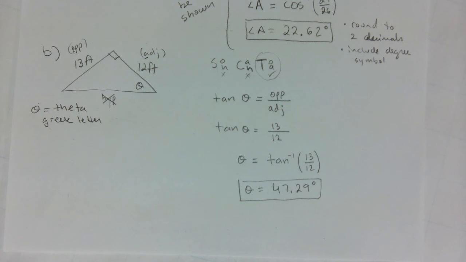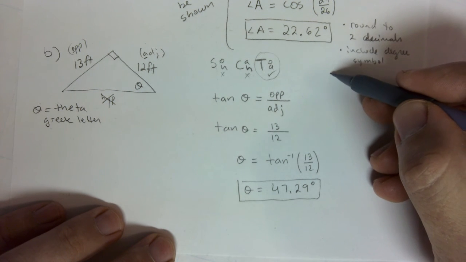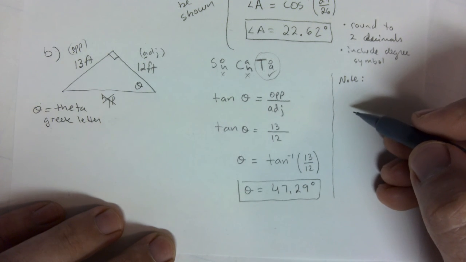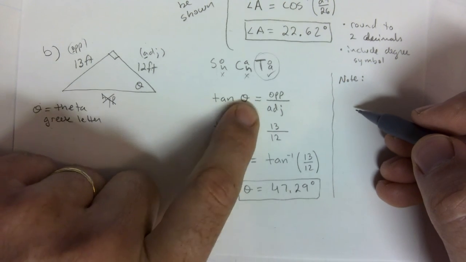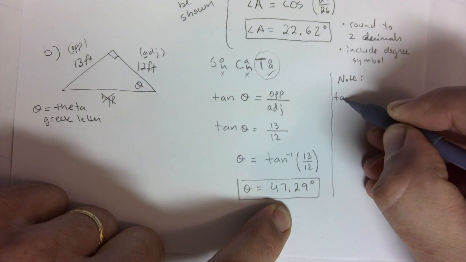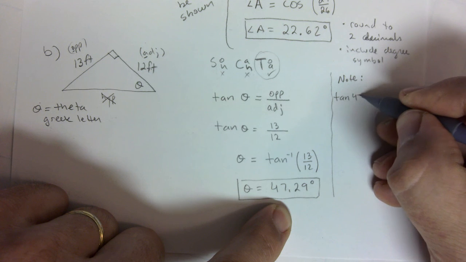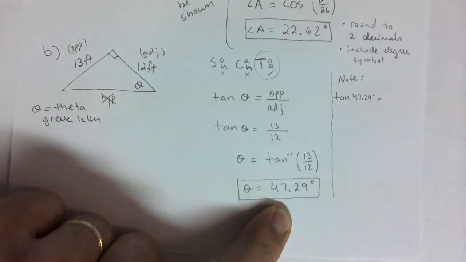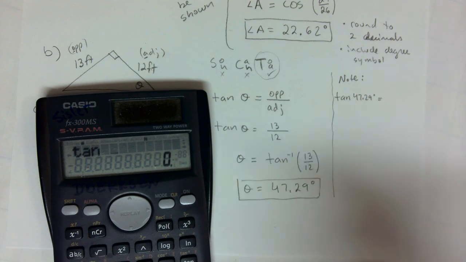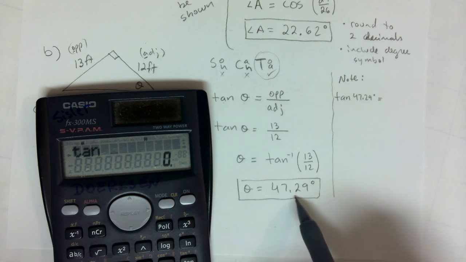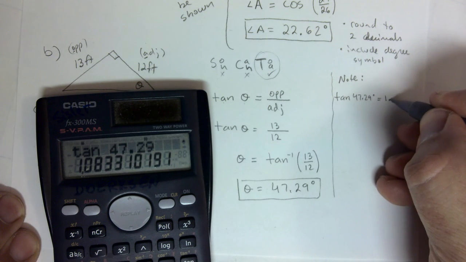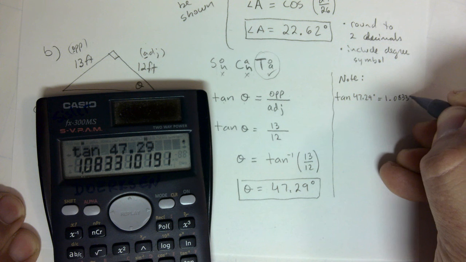Notice a cool thing here. Note, you found the angle theta. That angle is 47.29. Let's find out what it is. Tan of 47.29. Type that into your calculator, everybody. Okay, go tan, no shift. We're not doing the inverse now. We're actually typing in tan of the angle we just found. So 47.29. That is 1.08331, and it keeps going.